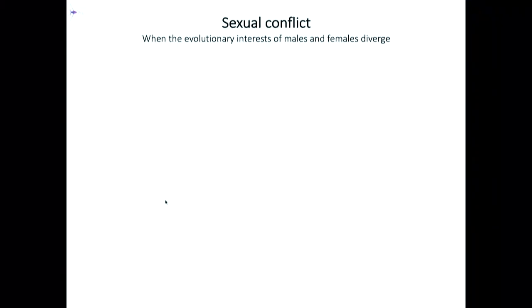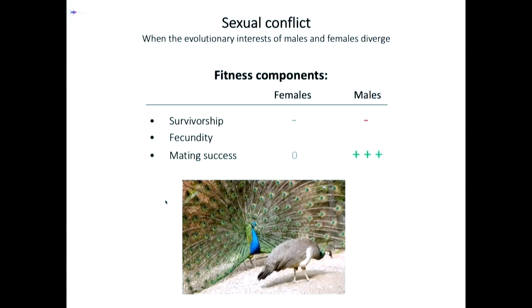If you look at the various fitness components here, survivorship, fecundity, and mating success, you can have situations like this classic example of peacocks and peahens, where you have an extravagant phenotype, which is the tail, that is constructed by the same genetic basis in both sexes. But this phenotype would come with some cost in terms of survivorship for the males, but this cost will be largely offset by benefits of mating success.